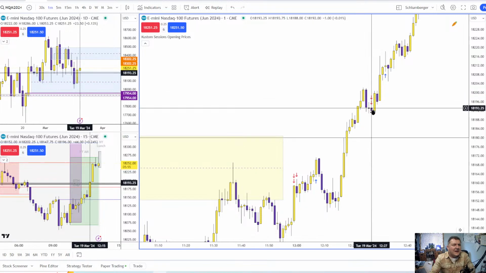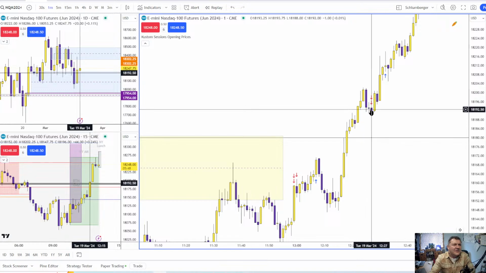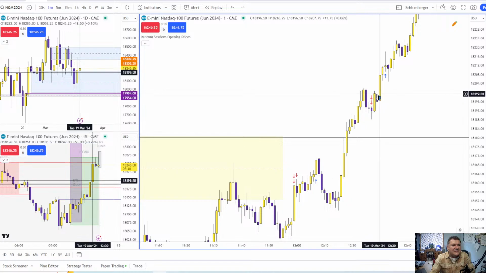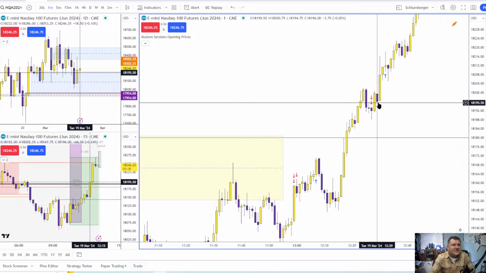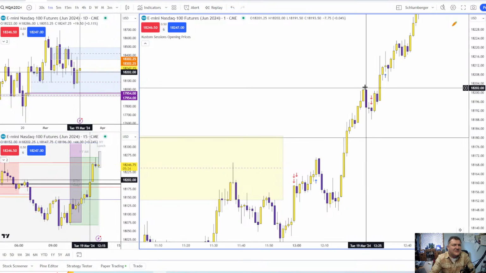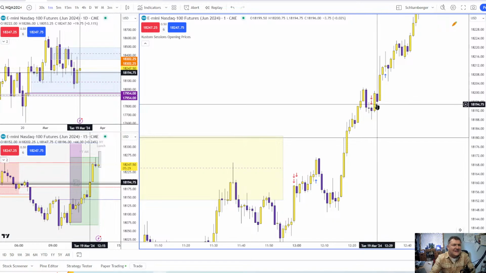So I bought down here and I bought there and there. So both of them are inside this candle here. And when it came back up, I was preoccupied, did not take the... I don't think I even have a stop loss. No, I didn't have a stop loss on this. I didn't put my stop loss up here. I was preoccupied with something, and as you can see, it traded above me here.